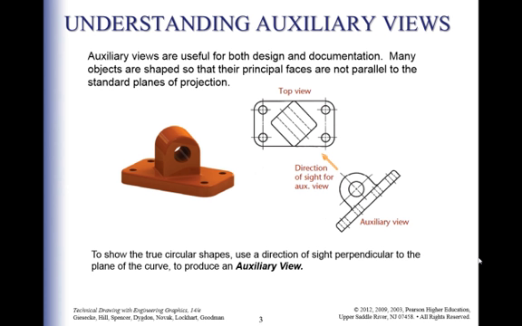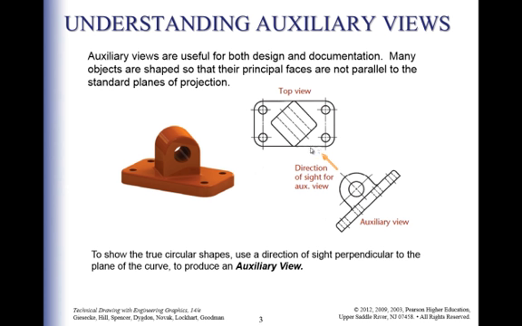Alright, auxiliary views, just like if you look at the screen right now, they are useful for both design and documentation. Many objects are shaped so that the principal faces are not parallel to the standard planes of projection. When we talk about standard planes of projection, that's just your regular top, front, right side, left, back, rear, all that good stuff. Well, this object right here is a primary example. No view of the standard 6 can show this face in its true projection.